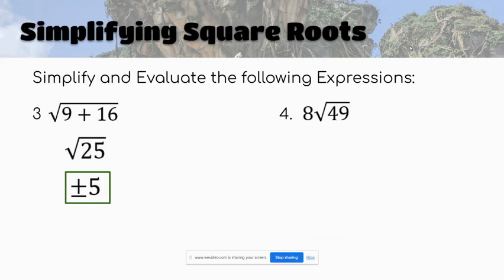Here I have 8 times the square root of 49. Whenever you have a number right next to the radical sign, that's just like in the calculator or when you have parentheses, it means to multiply. So I'm going to take the square root of 49, which is plus or minus 7. And so I'm going to be doing 8 times plus or minus 7, which is plus or minus 56.